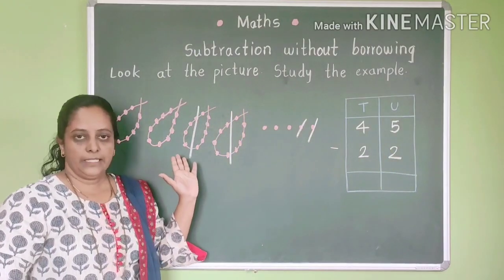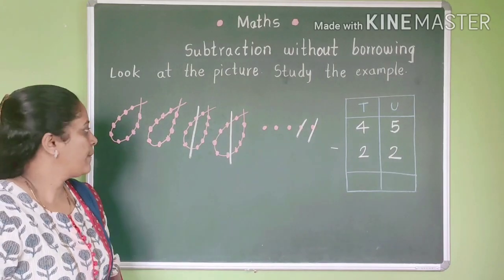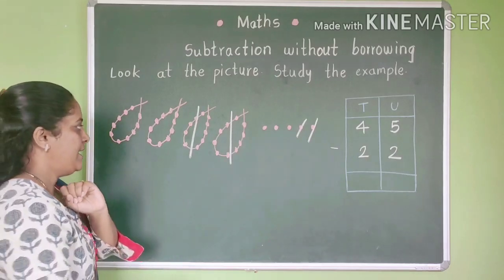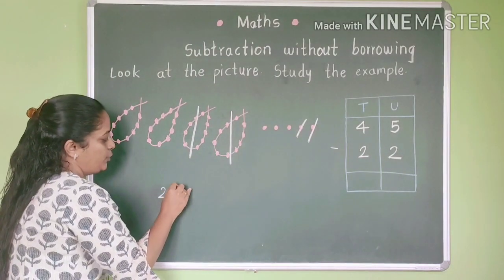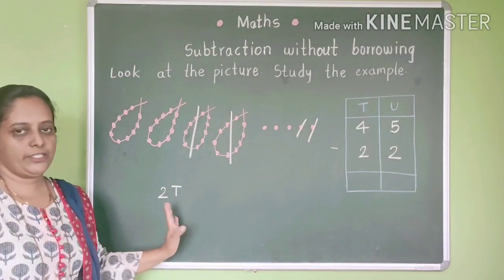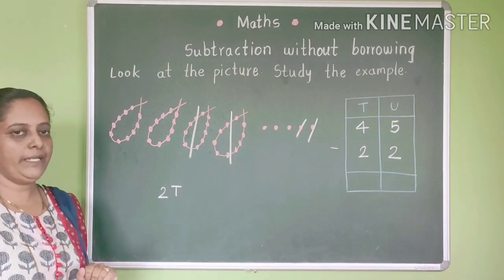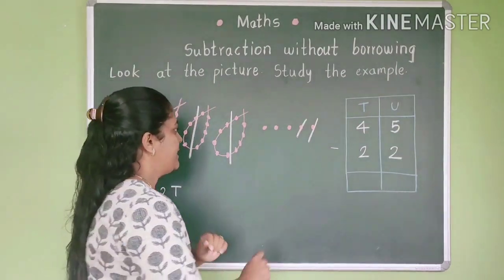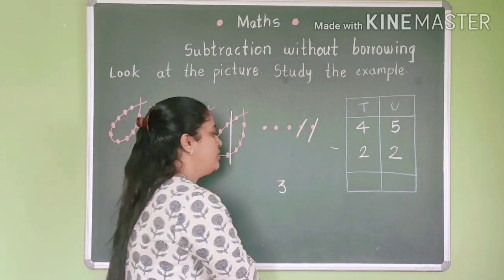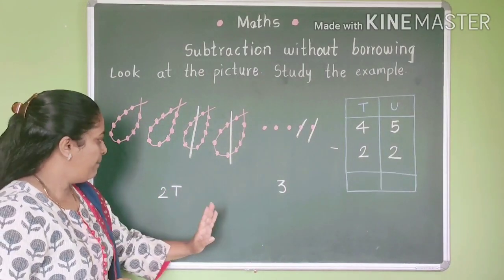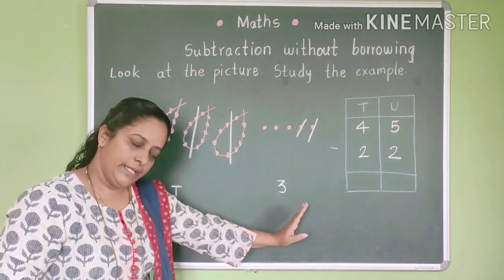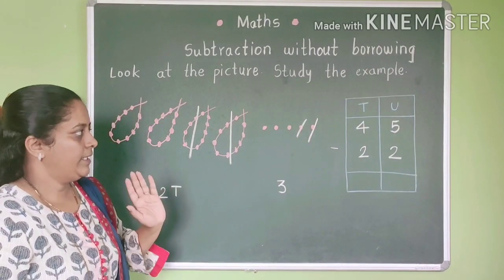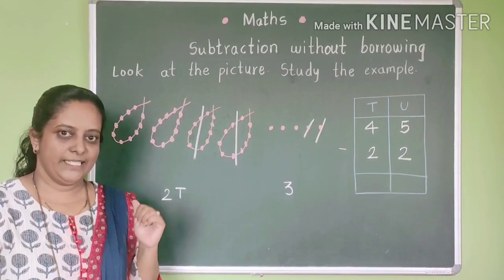Now let us count how many beads are remained here. In tens, how many beads are remained? Very nice. It's 2 tens. 2 strings of beads means 2 tens are remained here. And how many loose beads are remained here? Very nice. Here remained 3 loose beads. So the number became 23. 2 tens, 20 and this is 3. 23. Isn't it easy?